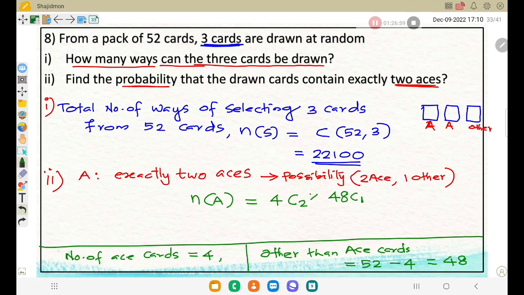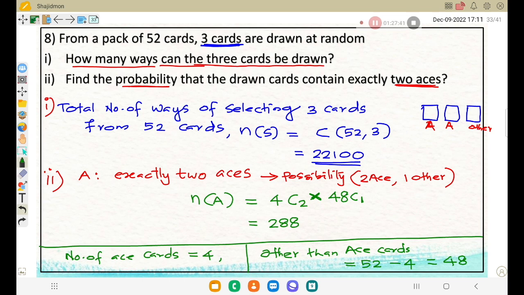So what is the total number of A? Just use the multiplication rule, which we studied in module 4. So the number of elements of A equals 4C2 multiplied by 48C1. What will be the answer we get? 288. Be careful in this case. We selected 3 cards, 2 aces and one other card. From 4 ace cards we select 2, and from the 48 other cards, because 48 plus 4 is 52, we select one. So 48C1. So 288 in total we are getting.